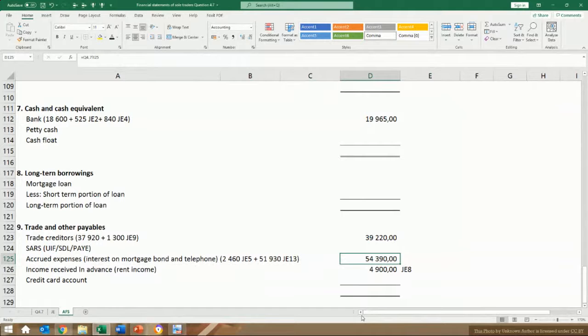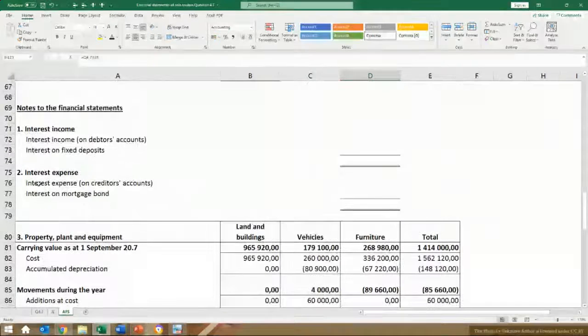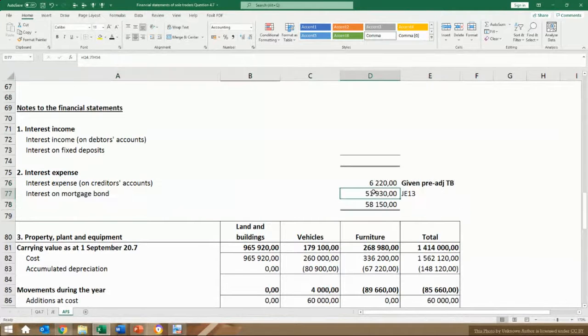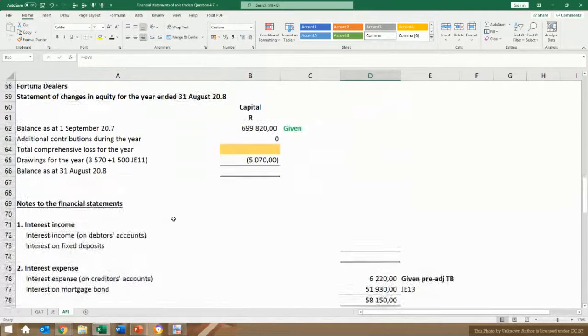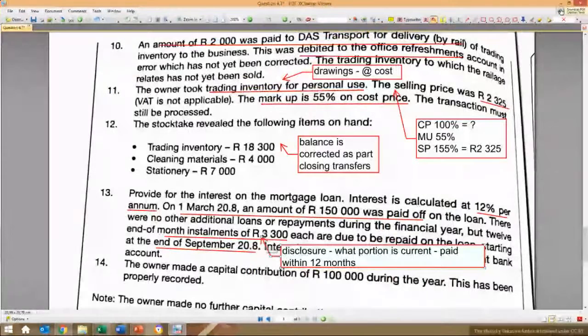So our total accrued expense for the year is 54,390. Okay. Then the interest on mortgage loan, we also have a note for interest expenses. So we account for it here. The interest on mortgage loan and the interest expense were already given to you on your pre-adjustment trial balance. So then I can update this amount here in my statement of profit and loss. Okay, now I've done all the journals up to 13.